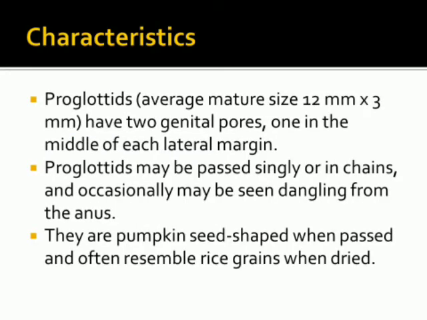Its characteristics are proglottids. Average mature size is 12 mm by 3 mm, with two genital pores, one in the middle of each lateral margin. Proglottids may be passed singly or in chains, and occasionally may be seen dangling from the anus. They are pumpkin seed shaped when passed and often resemble rice grain when dried.